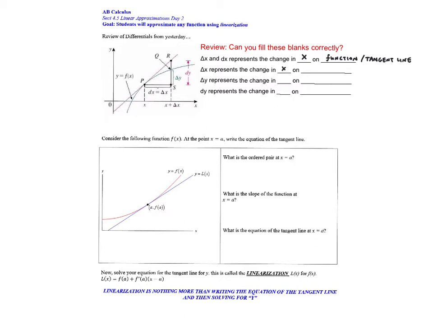And now delta x specifically is just the change in x on the function. Okay, delta y is the change in y on the function. And dy is the change in y on the tangent line.